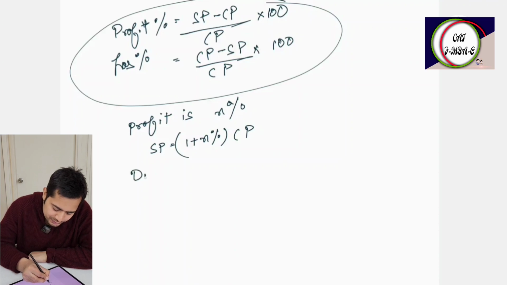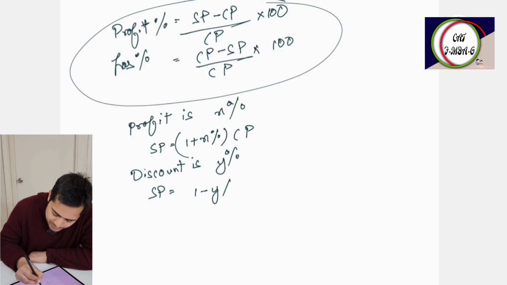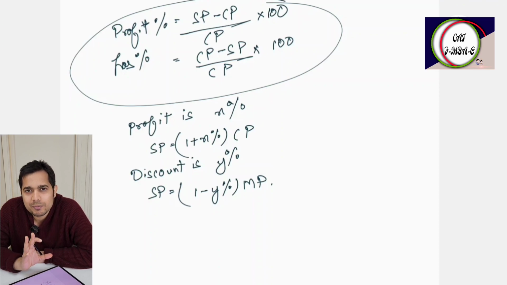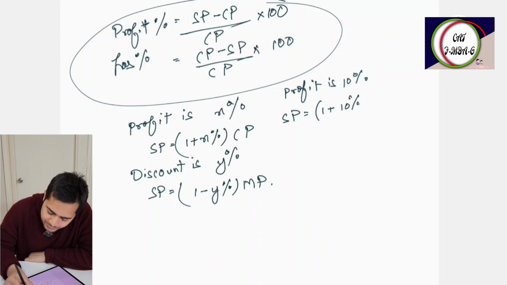And let us say discount is Y percent. So selling price is equal to 1 minus Y percent into marked price. Just remember this, and you will be able to solve all the questions of profit and loss. Let's see. Let us say profit is 10%, then selling price is equal to 1 plus 10% into cost price, or 10% can be written as 10 by 100. So selling price is equal to 1.1 cost price.